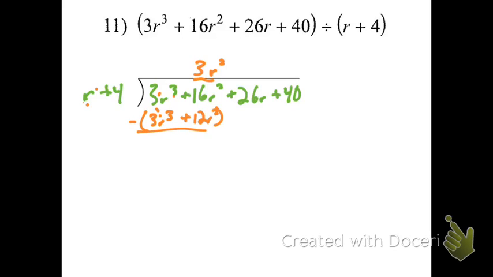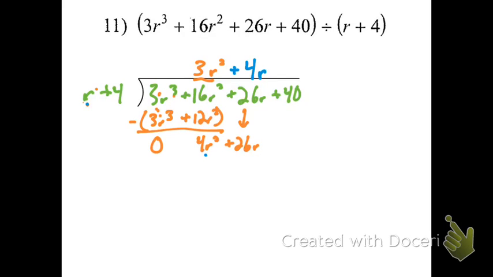After that, we subtract. 3r to the third minus 3r to the third, that's 0. 16r squared minus 12r squared is going to be 4r squared. Then I drop down my plus 26r. All right. After that, what do you multiply by r to get 4r squared? We need another r, and to go from r to 4r squared, we need a 4. So positive 4r is going to go right there.